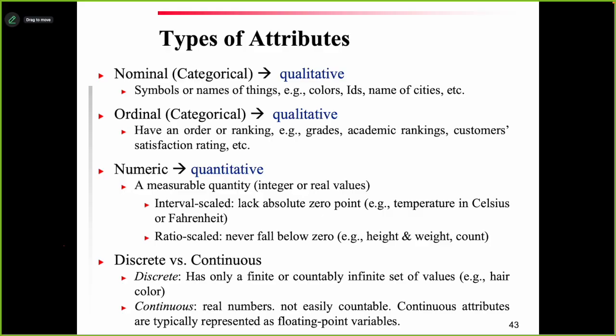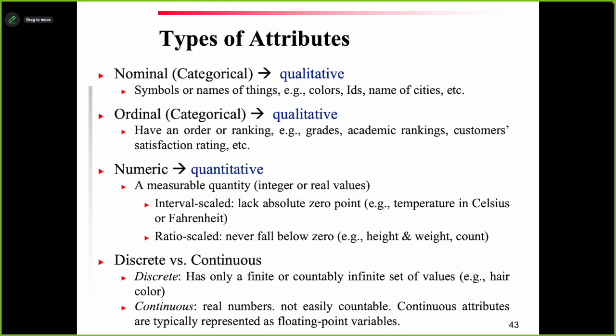And of course, time is also continuous, because you can show time between, for example, 10 a.m. and 11 a.m., and it can take any real value within seconds, milliseconds, and so on, right? So this is numeric, interval scaled, and also continuous.